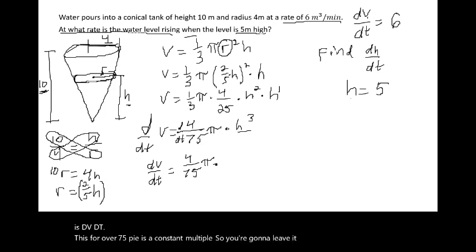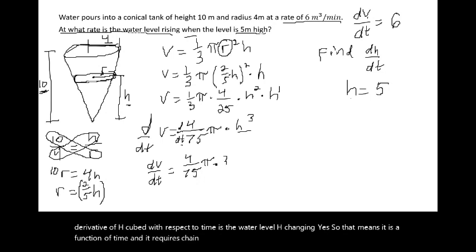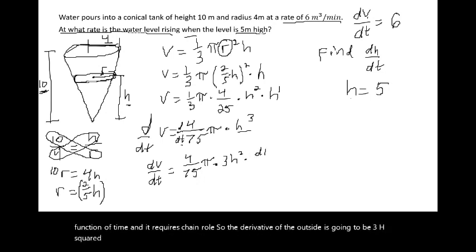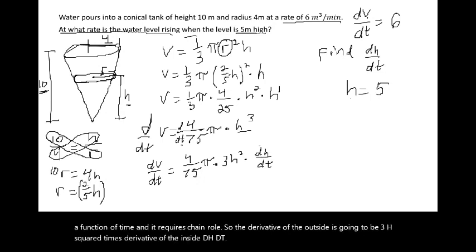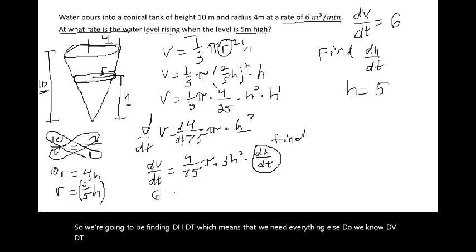Then we're taking the derivative of h cubed with respect to time. Is the water level h changing? Yes, so that means it is a function of time and it requires chain rule. So the derivative of the outside is going to be 3h squared times derivative of the inside, dh dt. So we're going to be finding dh dt, which means that we need everything else. So do we know dv dt? Yes, that is equal to 6.